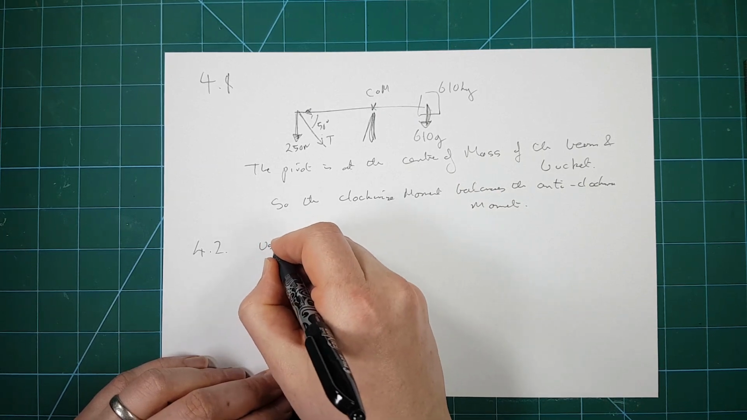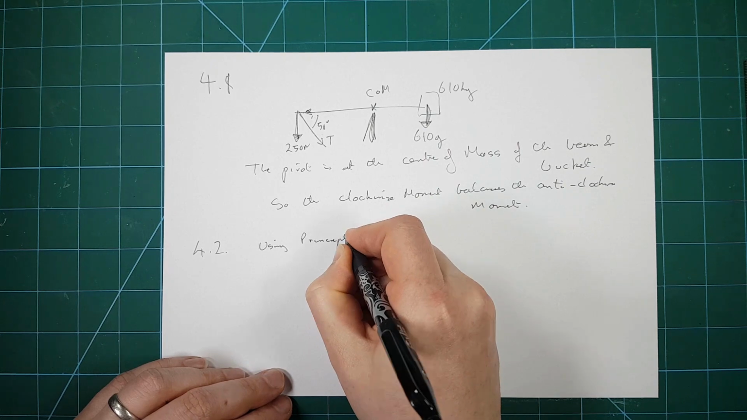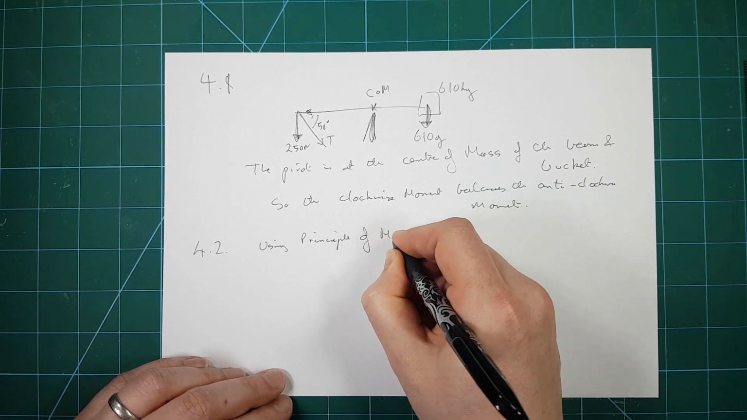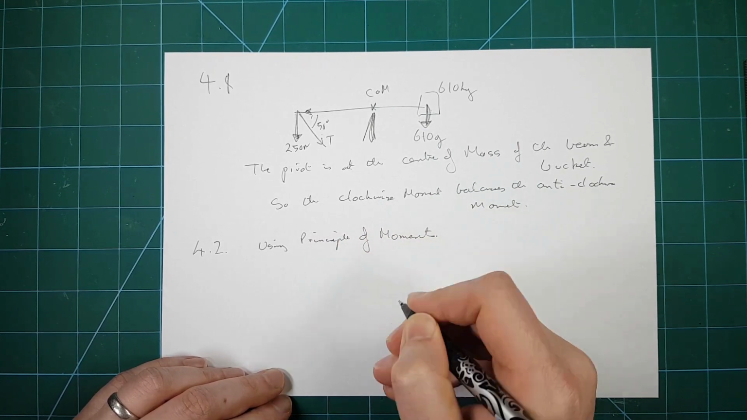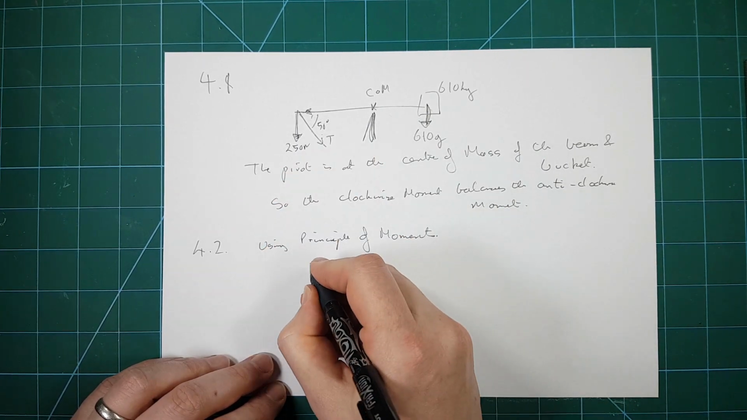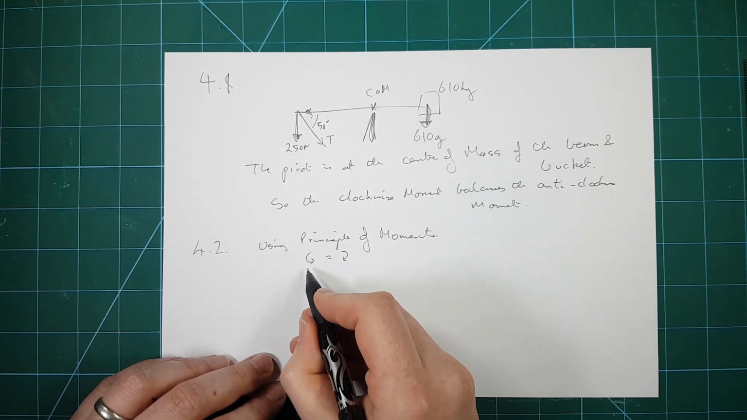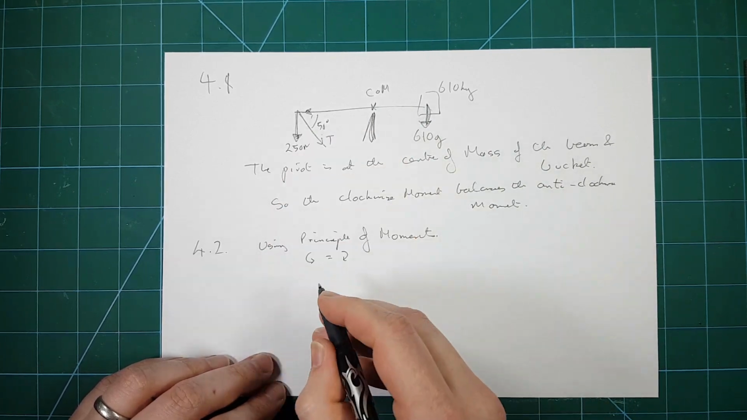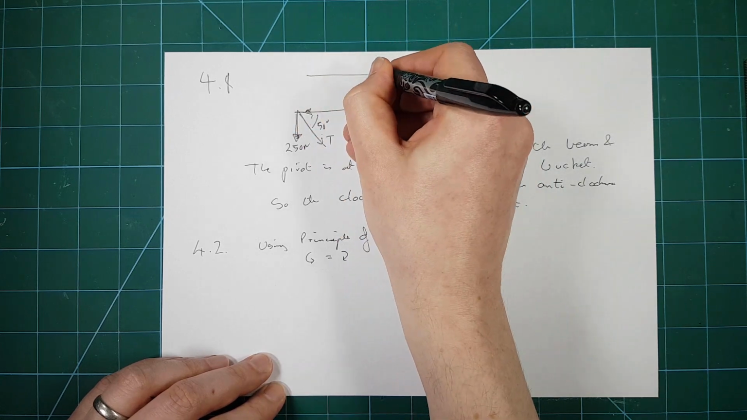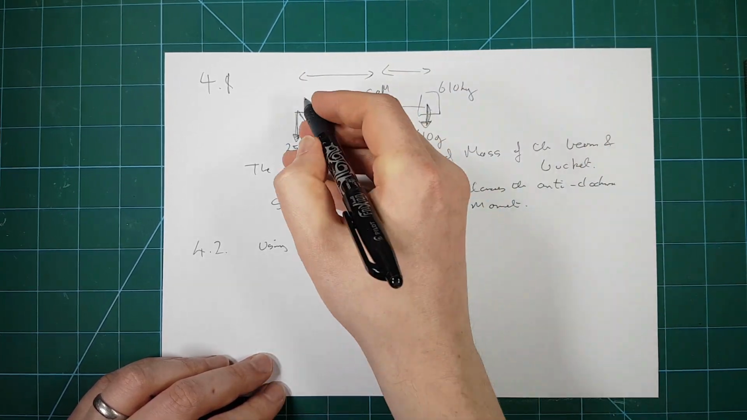So using the principle of moments, always write down what rule you're using. So we want the clockwise equal to the anti-clockwise moment. So let's go, sorry, anti-clockwise equals clockwise. So let's do this one first. That distance there is 4 meters. That distance there is 1.5 meters.